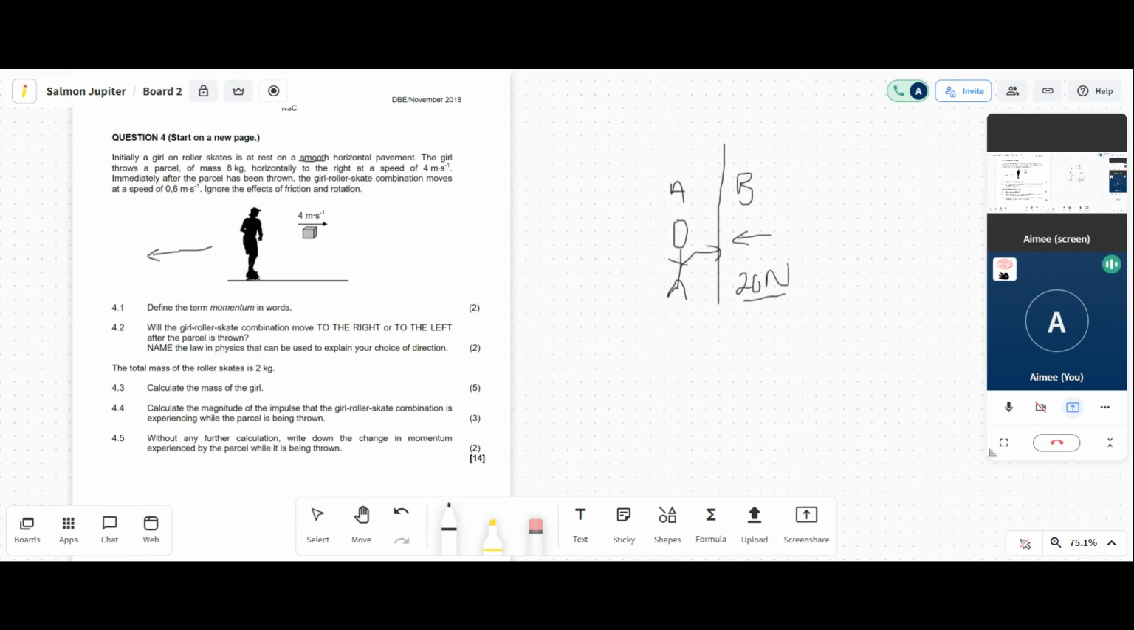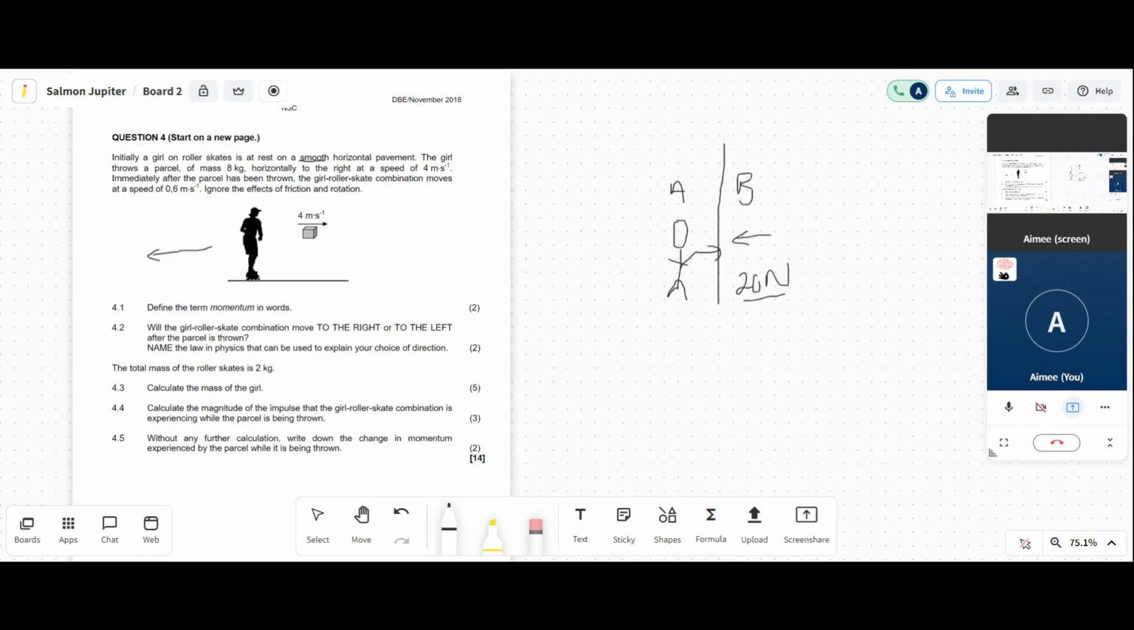So because she is exerting a force on this parcel and pushing it to the right, the parcel exerts a force of equal magnitude but in the opposite direction on her. So she will move to the left. She will move in the opposite direction to the one in which she threw the parcel. This concept is also considered to be a principle of conservation of linear momentum.